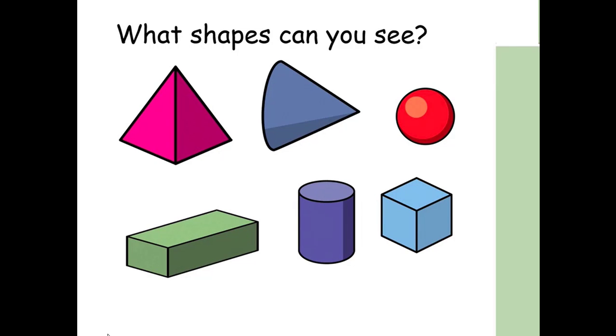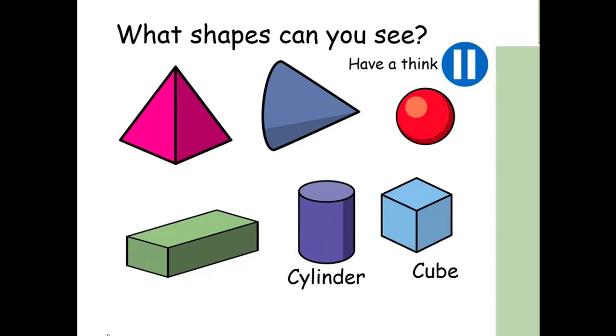What shapes can you see? Can you find the two shapes that we've already talked about? Pause here, have a think, and then come back and we'll go through all the names of the shapes. Great. Are you ready? I'm wondering if one of the ones you noticed was this one, a cube. And we also talked about this one, a cylinder. Now let's go through the names of all of the shapes.